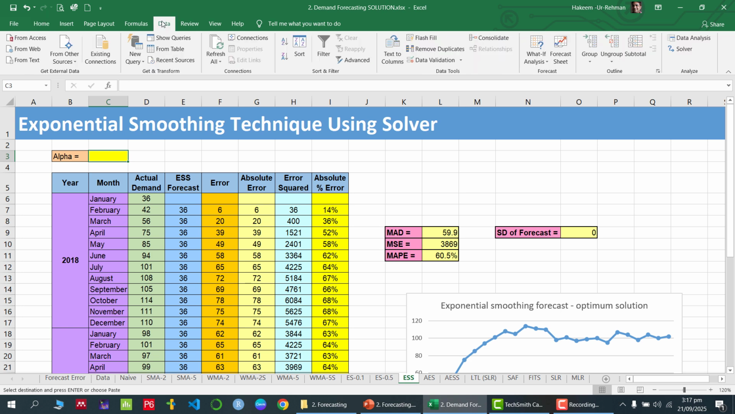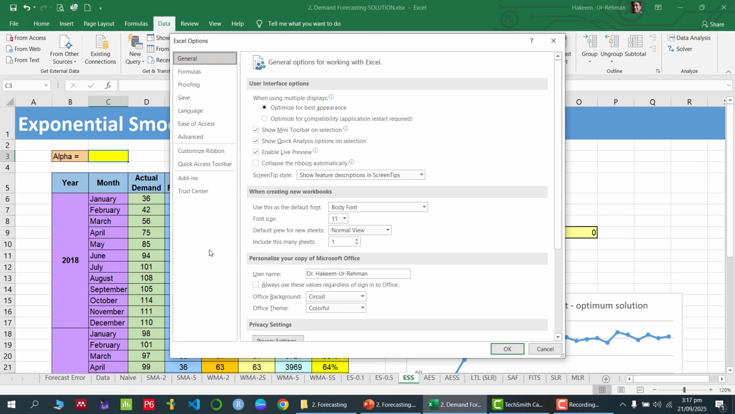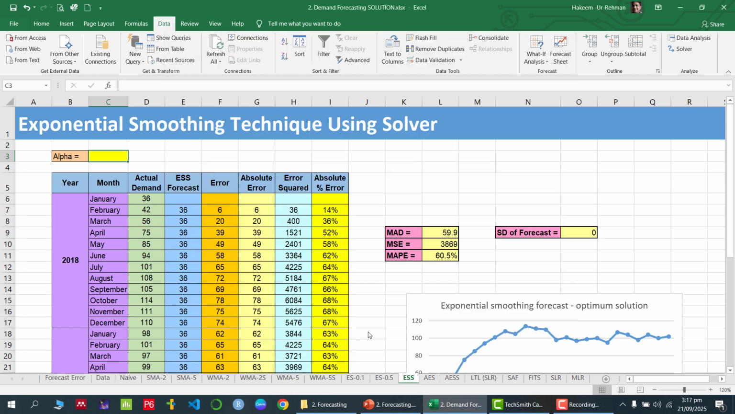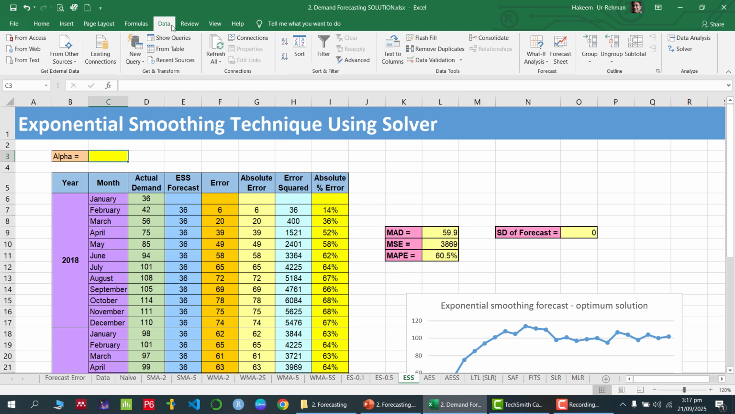We can once again go to the Data tab and click on Solver. If you haven't seen this option, the Solver, as I mentioned earlier, here is how you can get it. File, Options, go to Add-ins, and make sure in Manage we have Excel Add-ins. Click Go, then make sure you have checked Solver Add-in and press OK, and then in the Data tab you would be able to see the Solver.